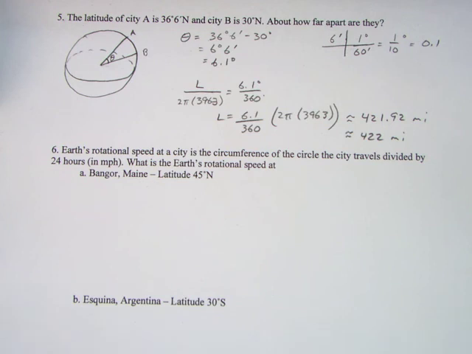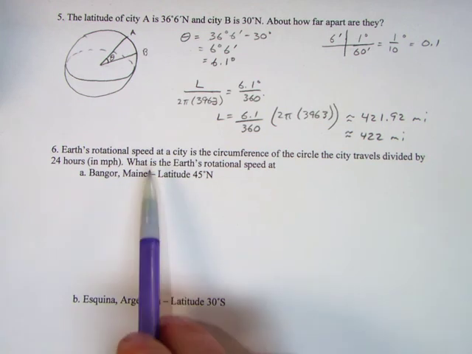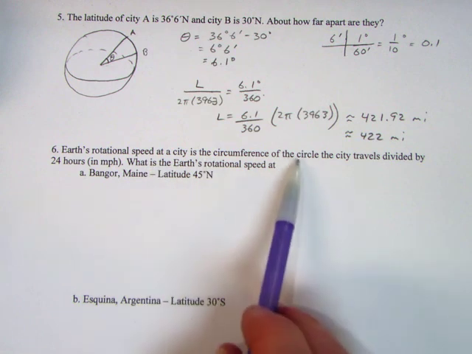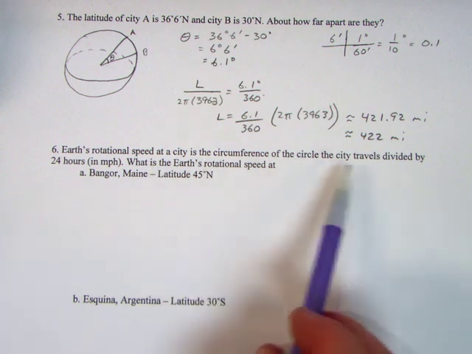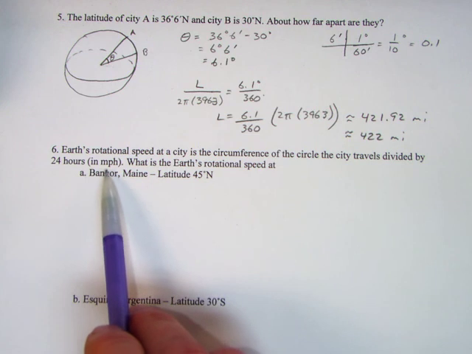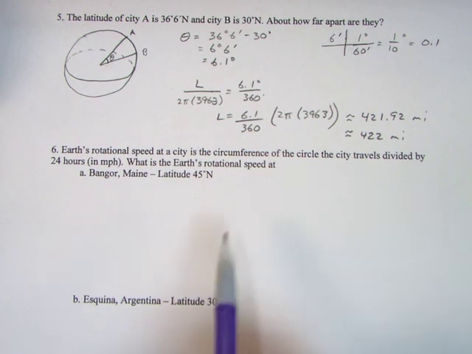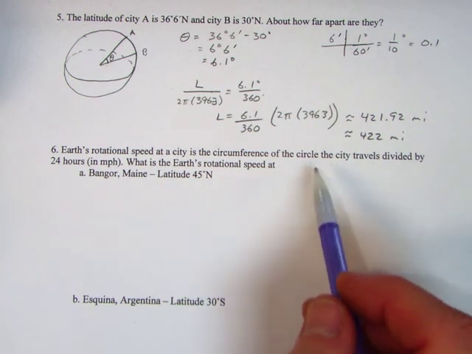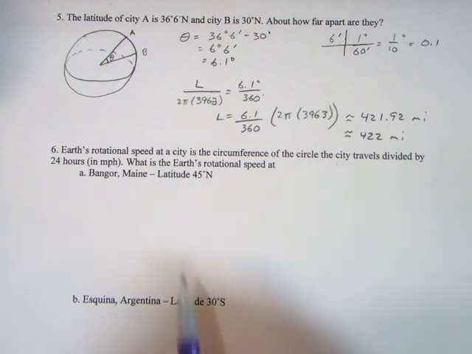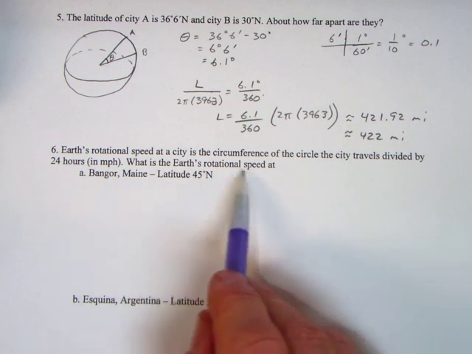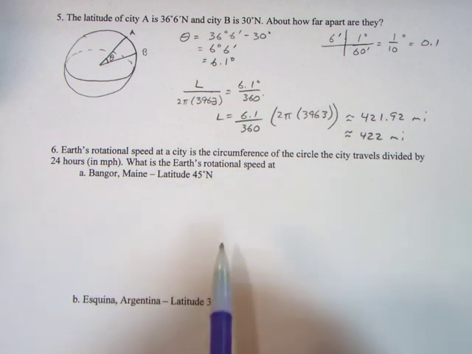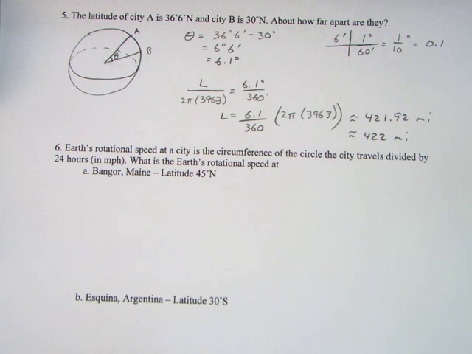All right, we have Earth's rotational speed at a city is the circumference of the circle the city travels divided by 24 hours in miles per hour. That's going to give it to us in miles per hour because we're going to find the distance traveled in miles. What is the Earth's rotational speed at Bangor, Maine? It has a latitude of 45 degrees north. So how am I going to go about doing that?